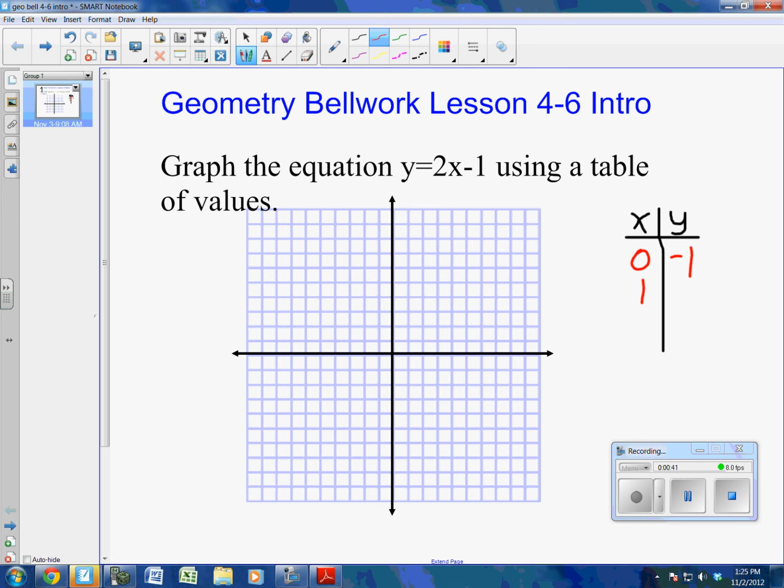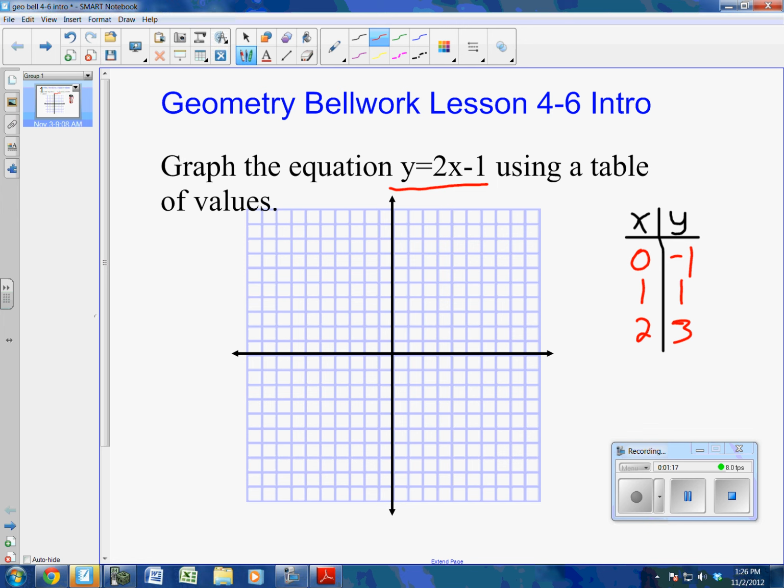If x is 1, 2 times 1 is 2, minus 1 is 1, so 1 comma 1 is on there. If x is 2, 2 times 2 is 4, minus 1 is 3, right? Okay, how many points do we need for this, you guys? You know what kind of graph that equation makes? Yeah, John, it makes a line. How many points do you need to make a line? 2. And we got 3 just to make sure.